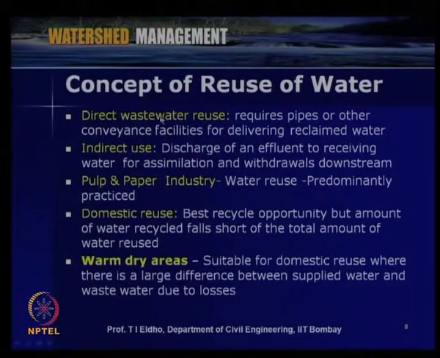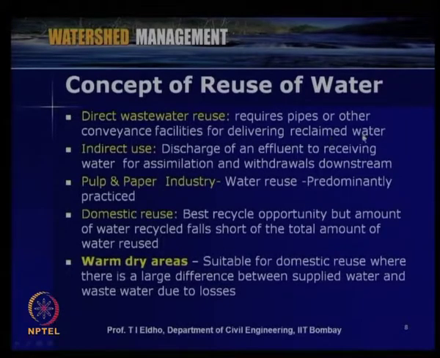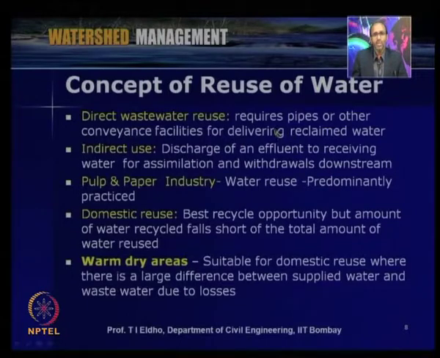Now, as far as reuse is concerned, we can have either direct wastewater reuse or indirect reuse. Direct wastewater reuse requires pipes or other conveyance facilities for delivering the reclaimed water. Most of the time we need a dual system, with another piping system through which we can send this reclaimed water. So, that is for direct wastewater reuse. That may be for irrigation or agriculture, or flushing, or maybe some of the industrial processes.